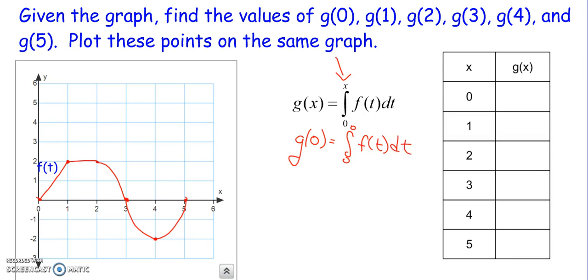All right, so the area under the curve from 0 to 0 should be, I hope, a straightforward answer. Yes, that was a formula from the last section. The area under the curve from A to A is always 0. So the area under a curve from 0 to 0 is 0. G of 1, sum up from 0 to 1, I want the area under the curve.